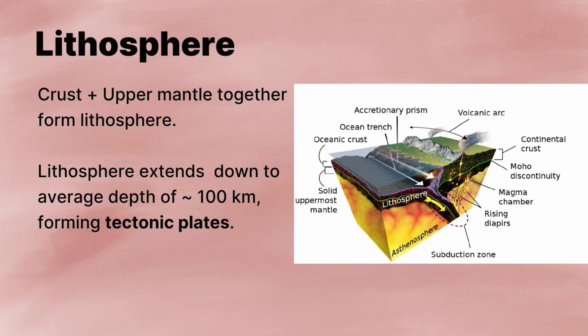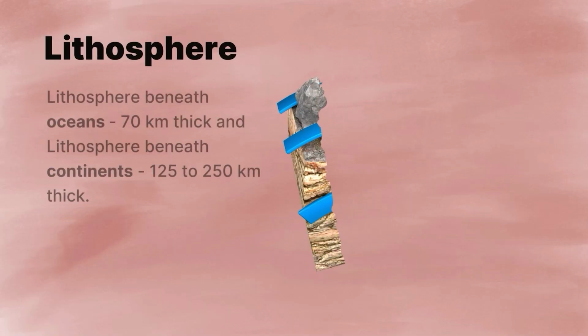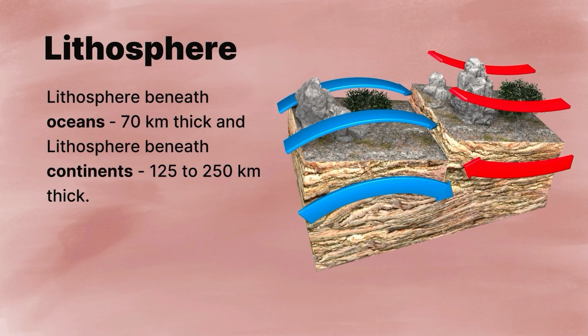The lithosphere, which is called crust plus upper mantle, together forms the lithosphere. Lithosphere extends down to an average depth of 100 kilometers, forming tectonic plates. As I said earlier also, the lithosphere plays a very important, vital role in plate tectonic movements. Lithosphere beneath ocean is 70 kilometers, rather thinner compared to the continental crust. Lithosphere beneath continent is 125 km to 250 km, which is quite thicker here.